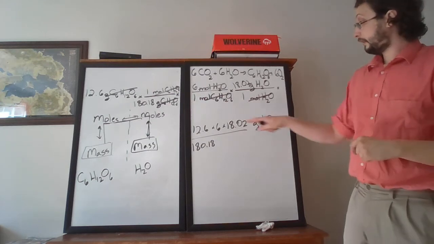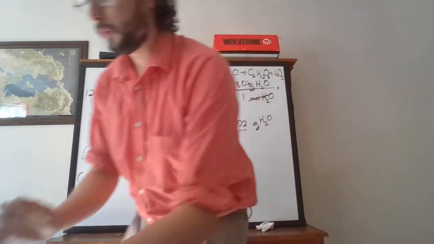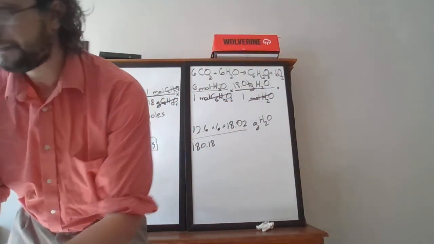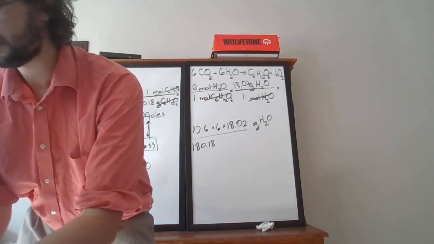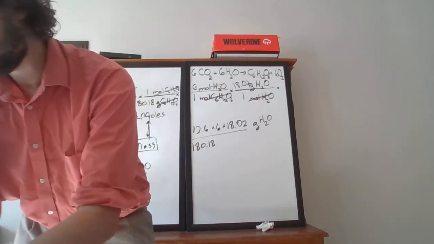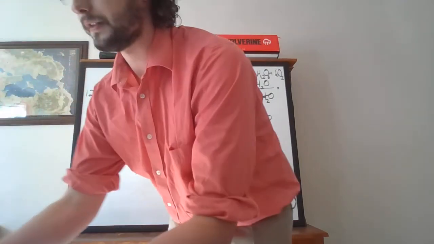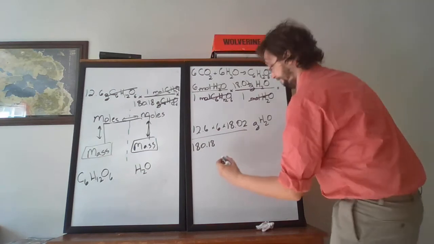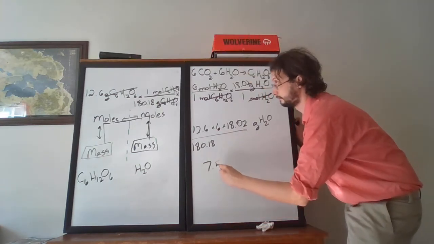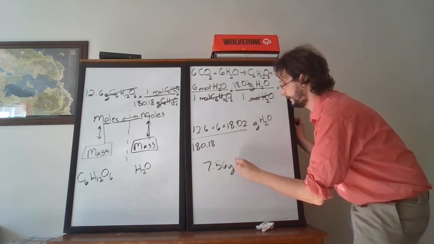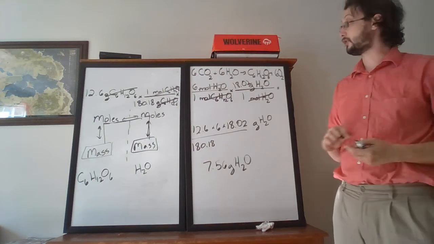So let's plug into our calculators. Let's plug in those numbers. 12.6 times 6 times 18.02 divided by 180.18. Gives us 7.56 grams of water. So it's just like the other problems we've been doing, it's just a little bit longer.